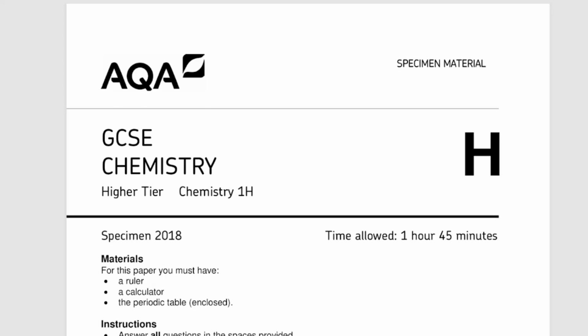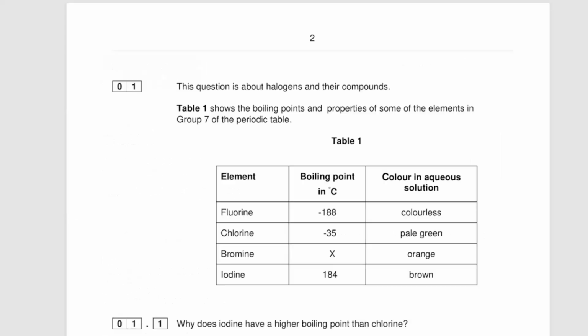In this video we're going to be going over the specimen paper for AQA GCSE Chemistry Paper 2, and we're going to be going over the higher tier. Now without further ado, let's jump straight in.